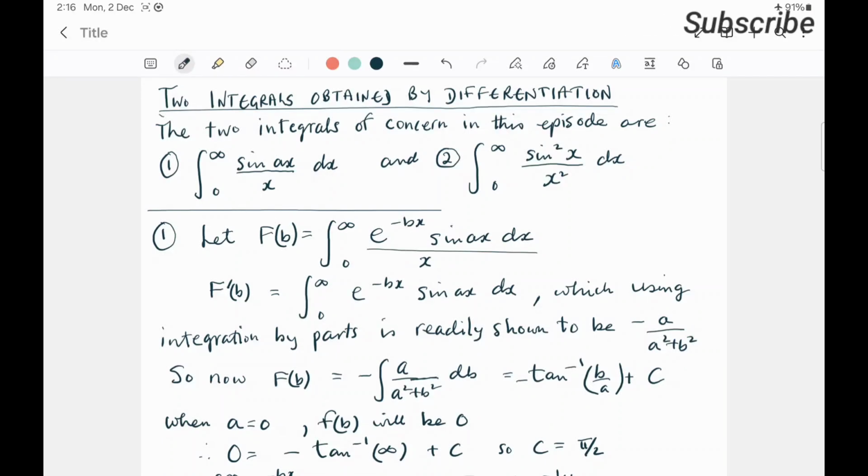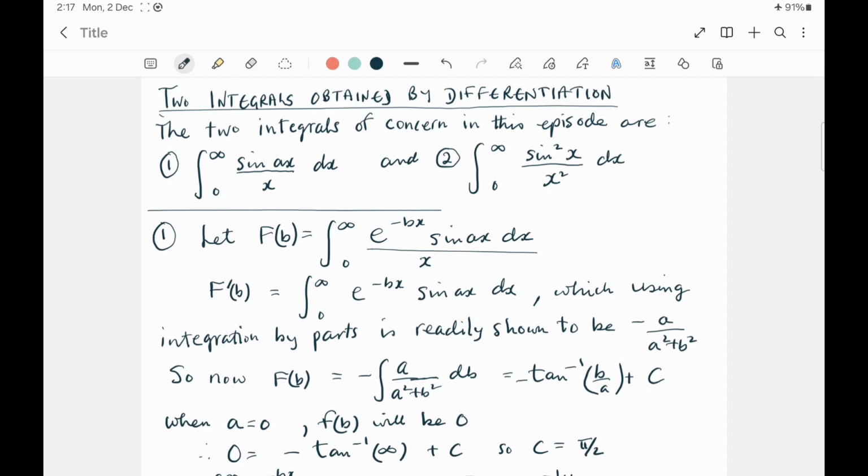In this episode, I want to obtain two integrals which can be found by differentiation. And the two integrals in this episode are, first of all, the integral between 0 and infinity of sine ax divided by x dx, and secondly, the integral between 0 and infinity sine squared x over x squared dx. Both of these integrals appear quite frequently in various branches of advanced maths, physics, and engineering.